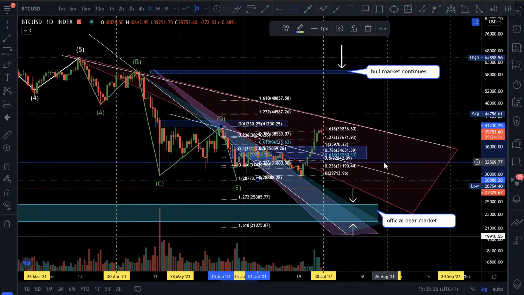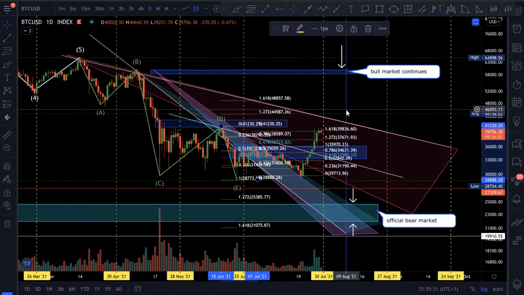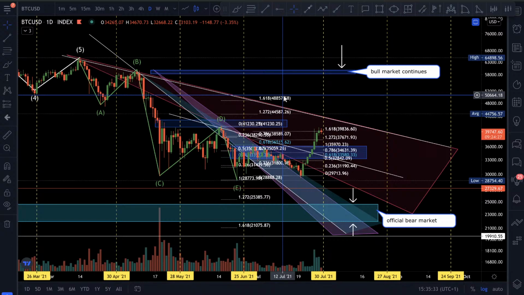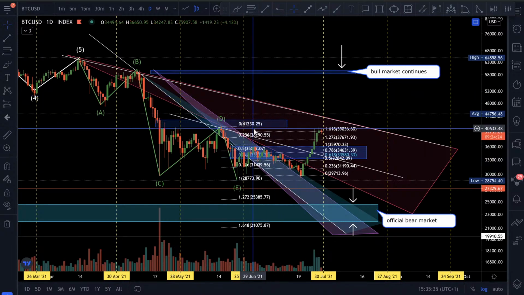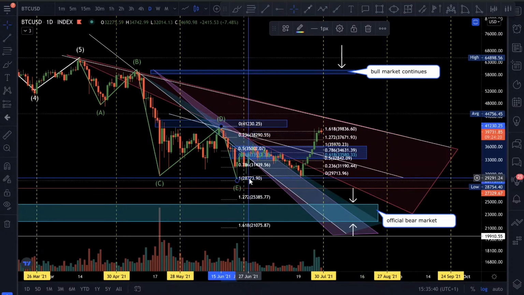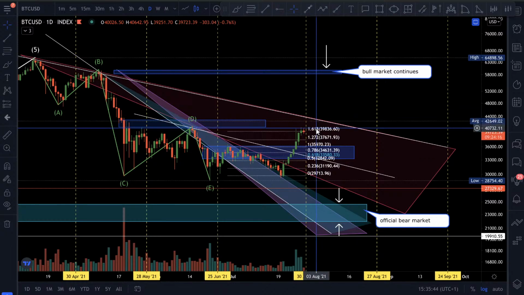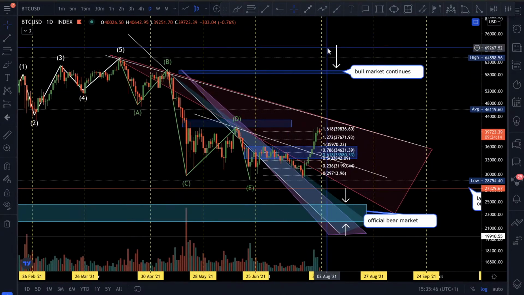What I wrote: bull market continues, official bear market. Very simple, right? In fact, I'm going to take this one off because these are other things that I've been working on, guys. I always use maths to figure out where I am. I'll just leave this particular one here. I'll take it off soon. But the point is, we've got arrows, we've got everything.